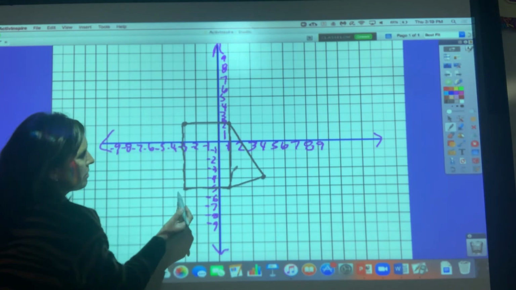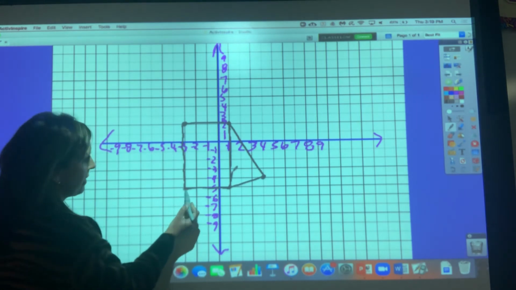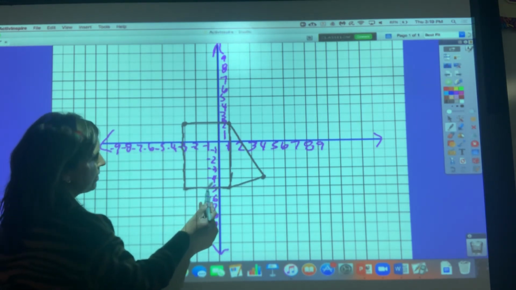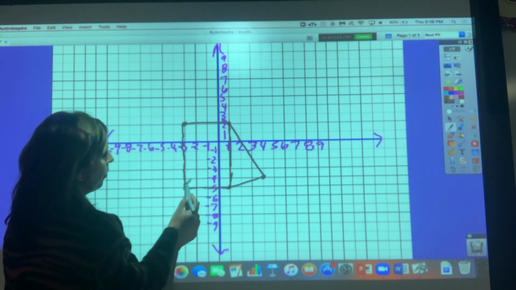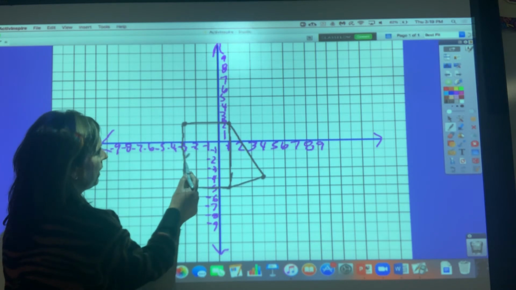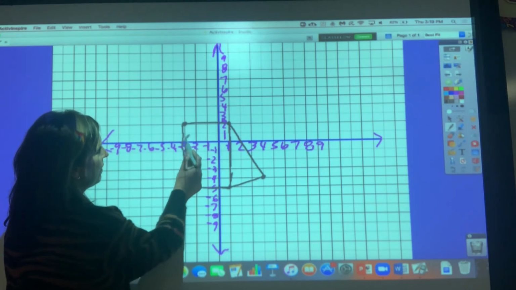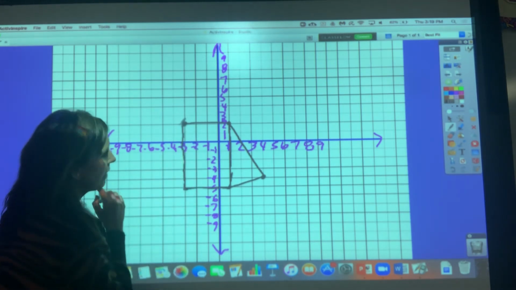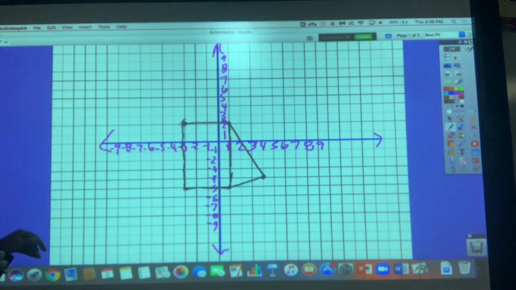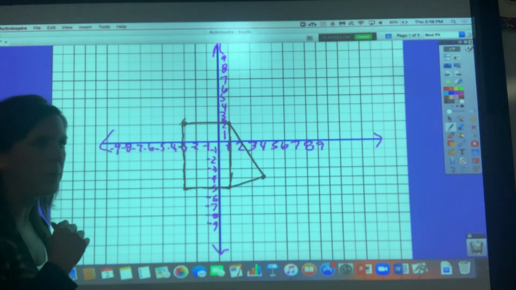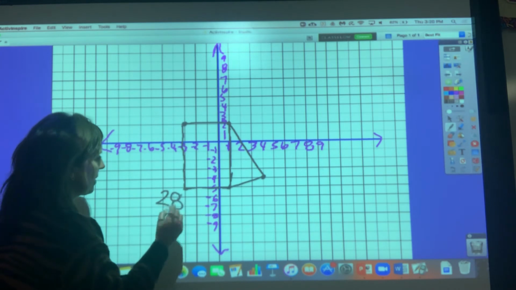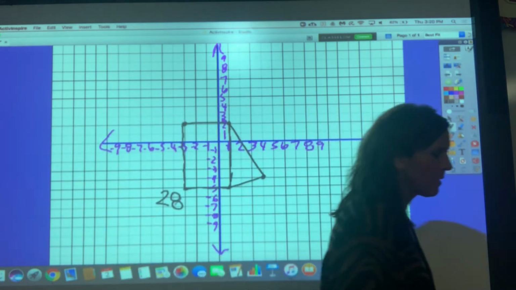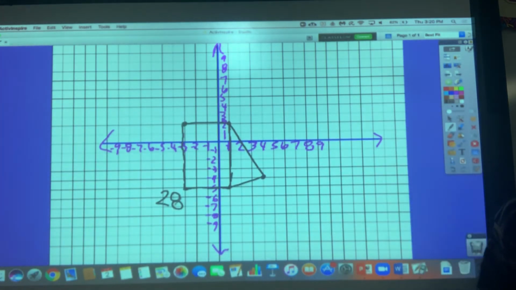Okay, so over here, we're going to count our base and our height. We're going to go 1, 2, 3, 4, and then 1, 2, 3, 4, 5, 6, 7. So 7 for our height and 4 for our base. And we know the area of parallelograms is base times height. So 7 times 4, 28. So 28 units squared for that part of our shape.